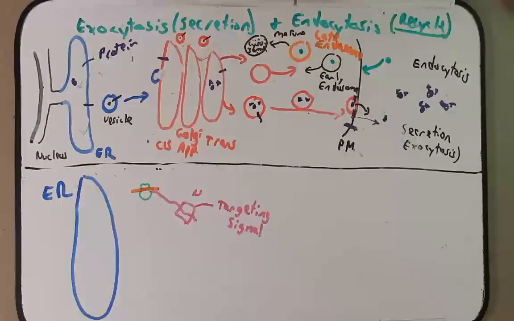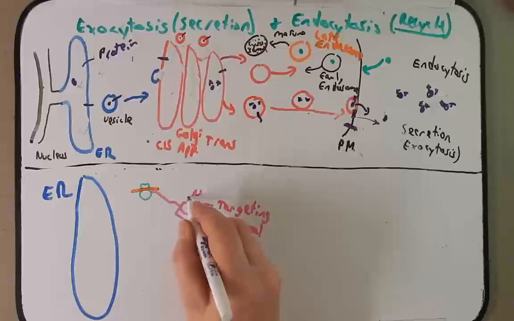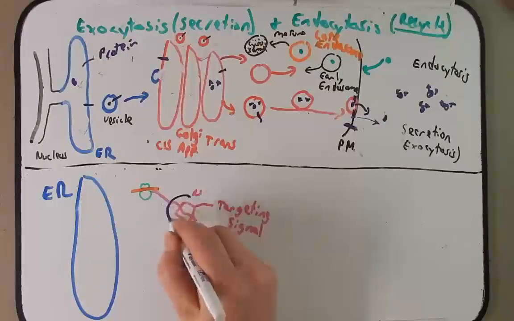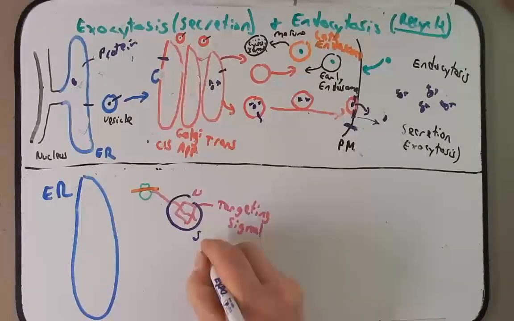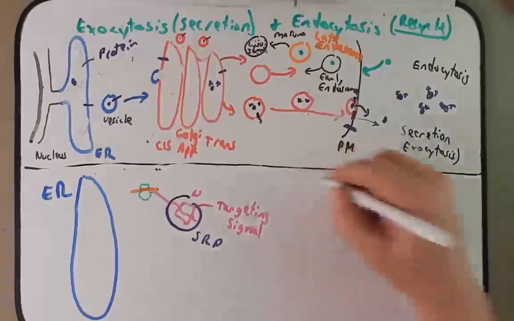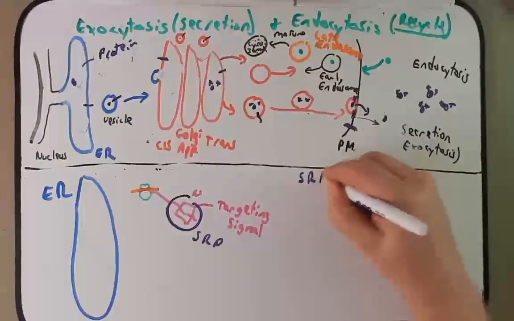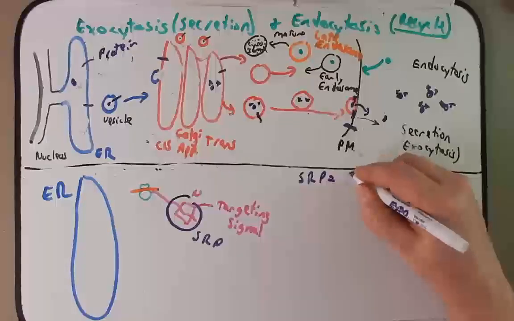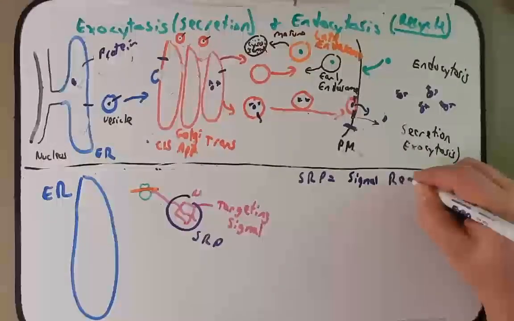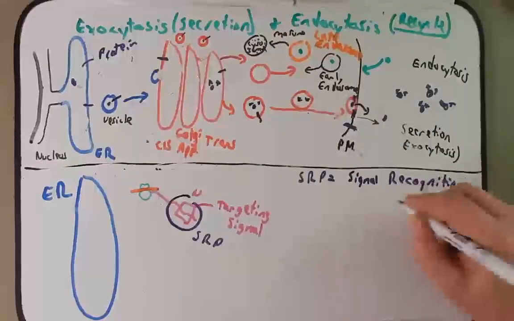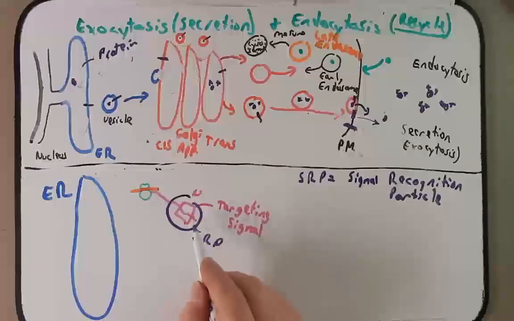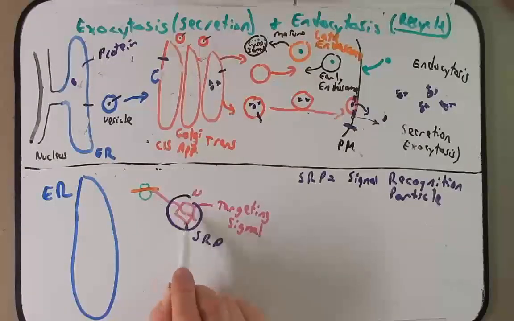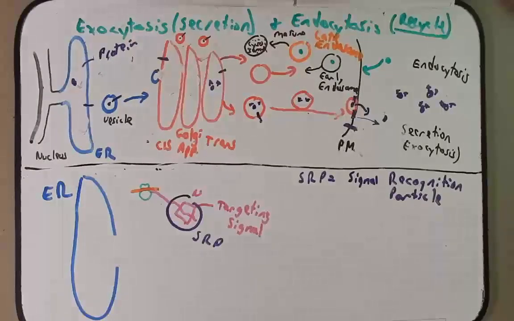Now the targeting signal by itself can't get to the ER, but rather what happens is another protein comes along here and binds it. And this other protein is called SRP. I'm going to draw over here. SRP stands for Signal Recognition Particle. It recognizes this ER signal, which is a specific sequence of amino acids. It binds this and brings it to the ER.